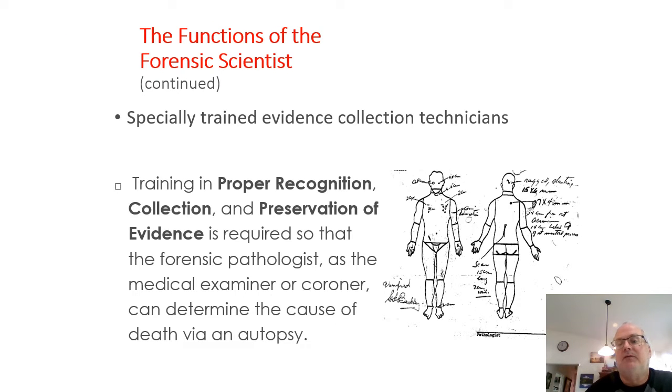Forensic scientists have, again, with the idea of an expert, they have to be specially trained. They should be able to properly recognize and collect evidence. They should know how to preserve it properly so as not to contaminate it. They can help medical examiners and coroners in determining the cause of death, being an autopsy.